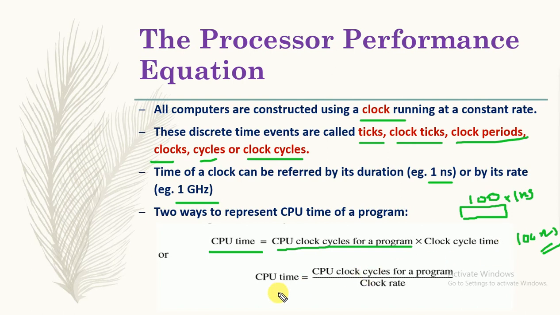Similarly, it can also be evaluated by using another formula: CPU clock cycles for a program divided by the clock rate. So 100 divided by the clock rate. The clock rate will be varying accordingly, so that we can decide the CPU time of the computer system.